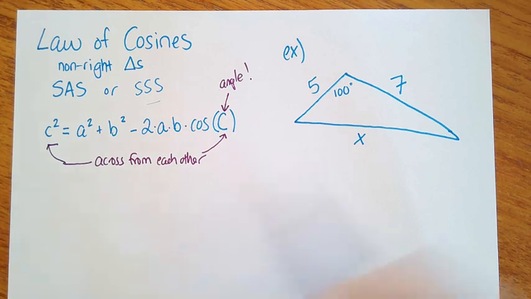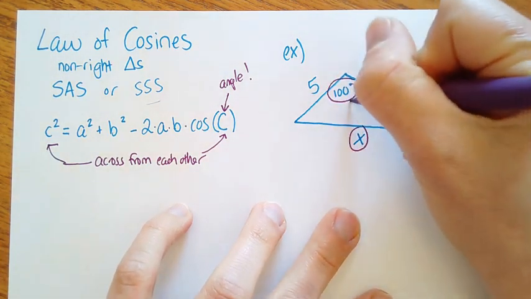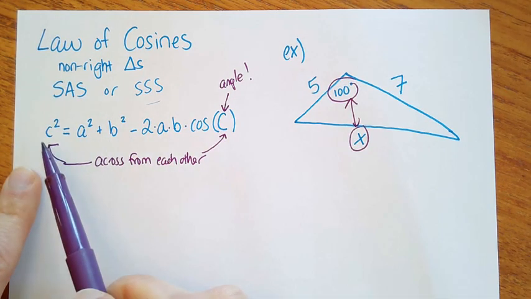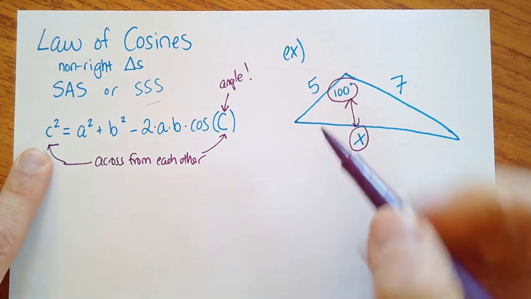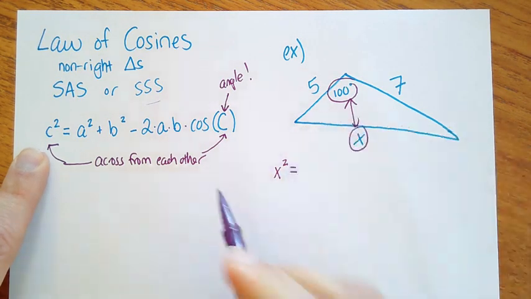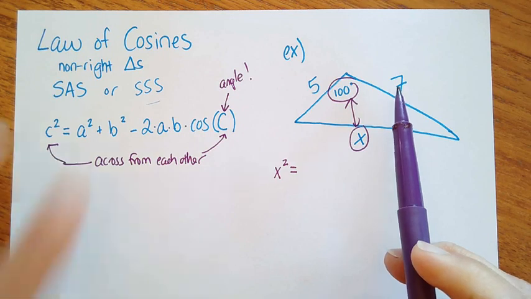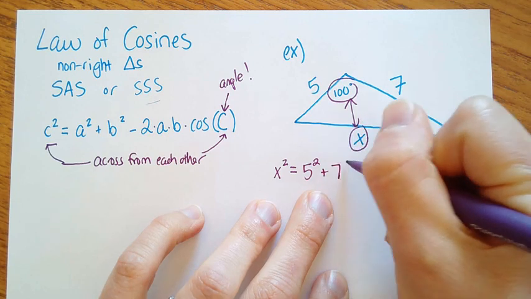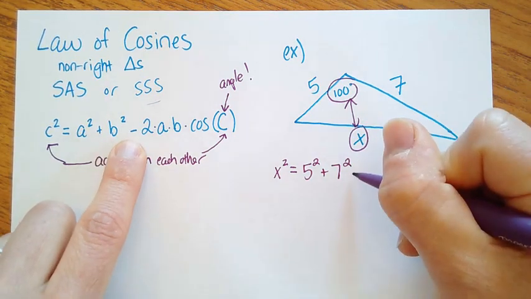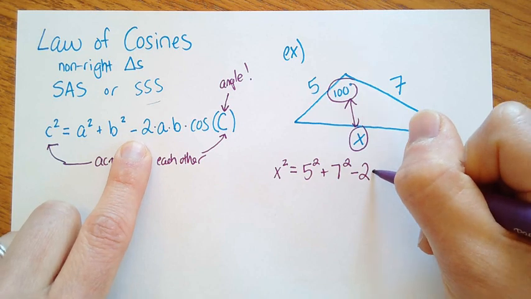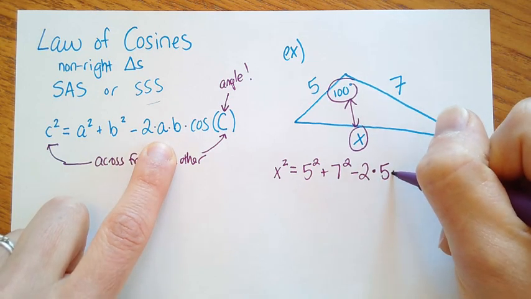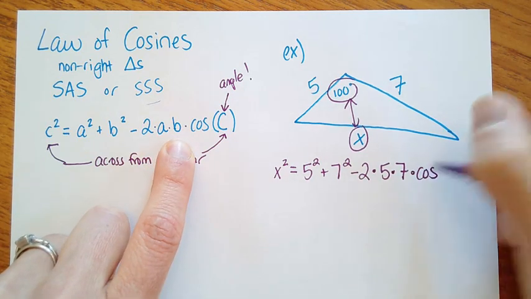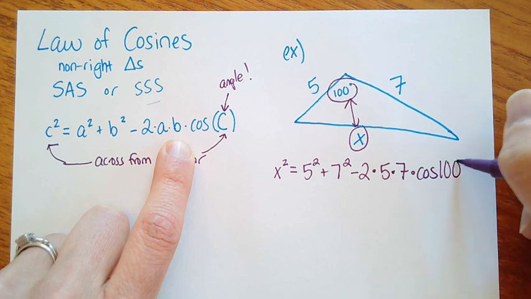So I just want to begin. The thing that's critical is that the angle and the side that are across from each other in the law of cosines have to go here and here. So when I put this side down, it's got to be x. So I'm going to say x squared equals. A and B are the 5 and 7. It does not matter which one goes where. So I'm going to say 5 squared plus 7 squared. I'm just copying my formula. Minus 2, that's always in there, times A times B, and again, these are interchangeable, times the cosine of angle C, which is 100 degrees.